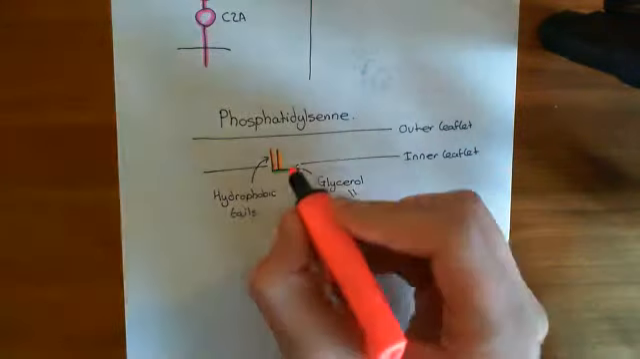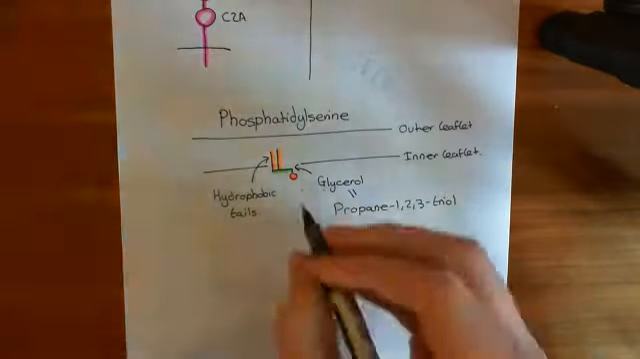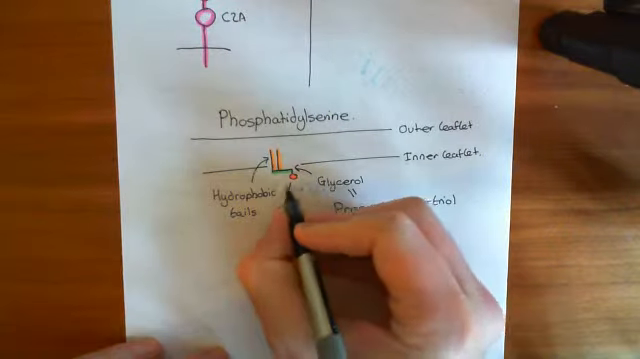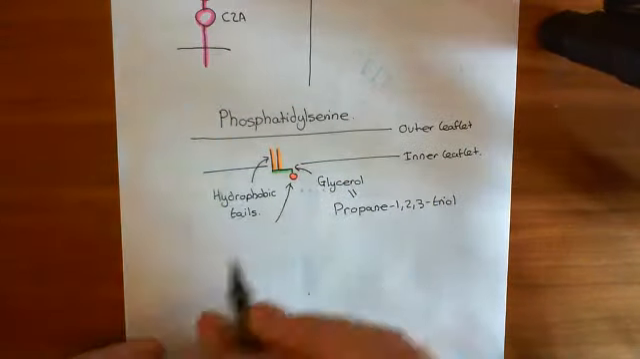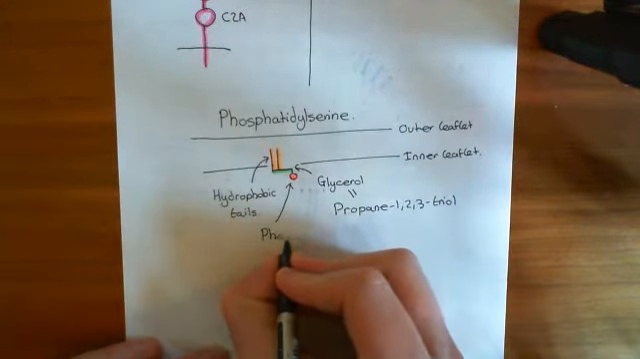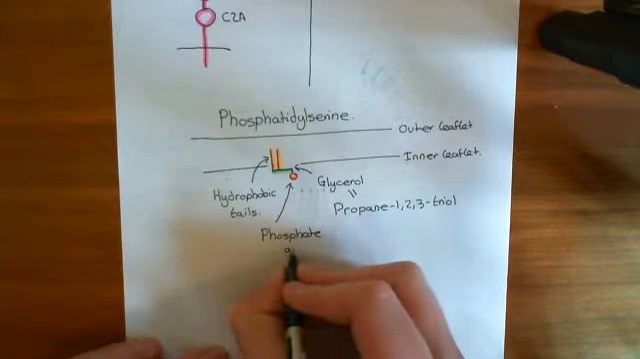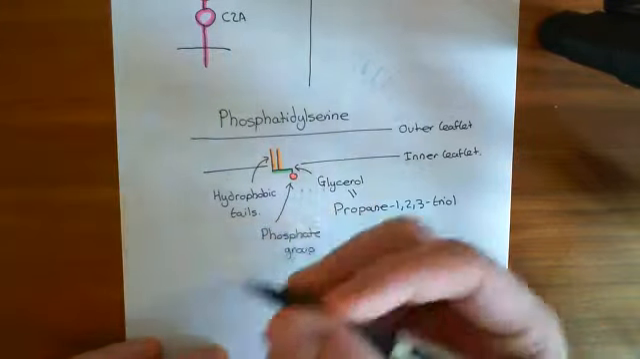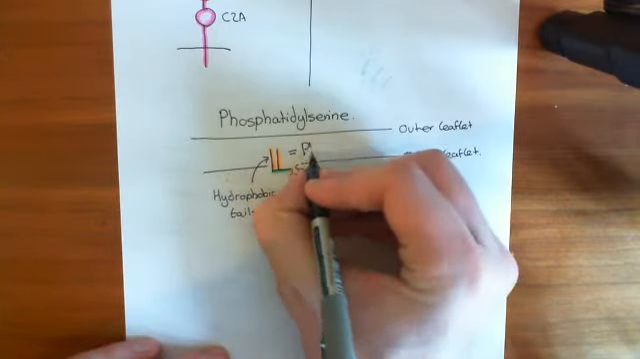To the 3rd, what we do is we add this final group here, which is a phosphate group. So we form a phosphoester bond, or a phosphate ester bond, more properly, with this 3rd hydroxyl group of the glycerol molecule. So this is a phosphate group here. Now, this overall structure that we have drawn is a phospholipid.